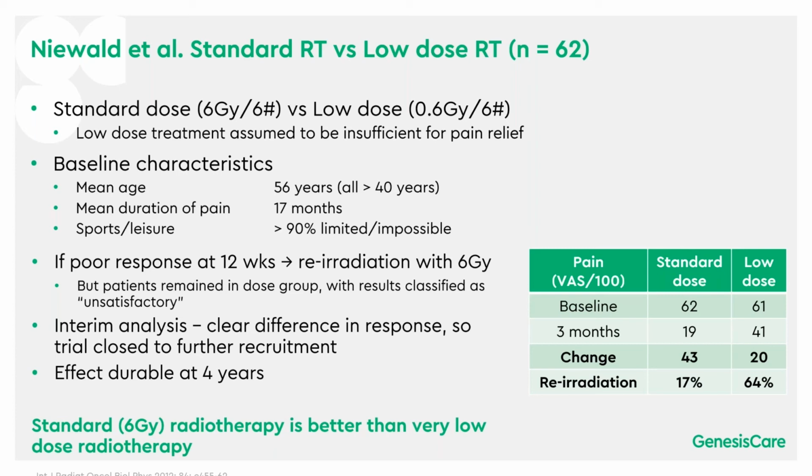So the VAS, the visual analog scale out of 100, so 0 being no pain, 100 being the worst pain imaginable. And they started off, both of them, at 60 out of 100, roughly.